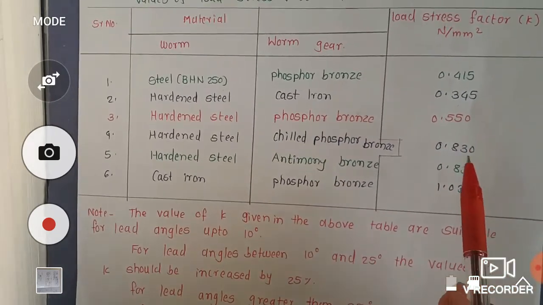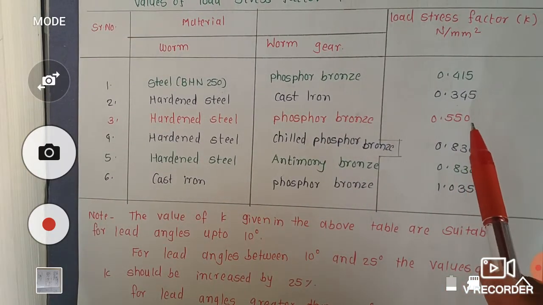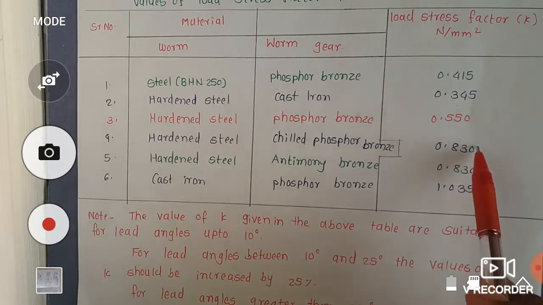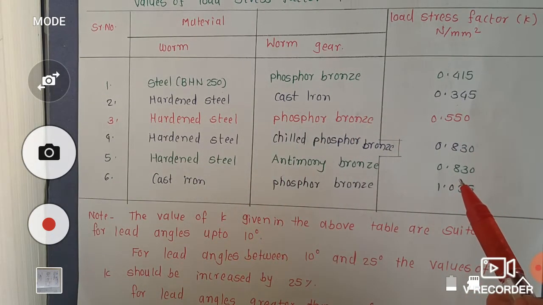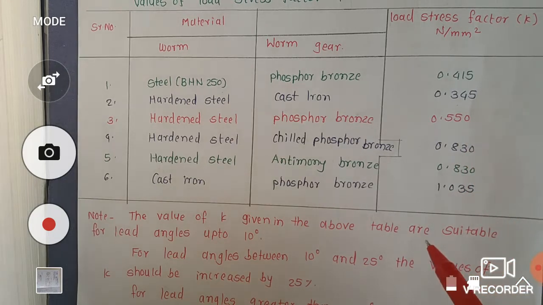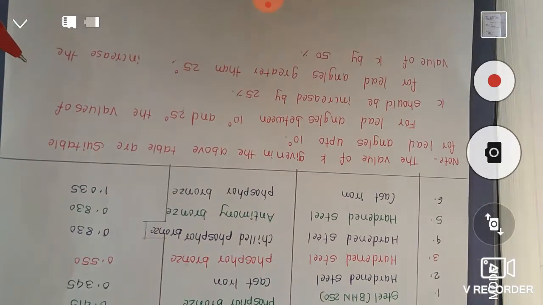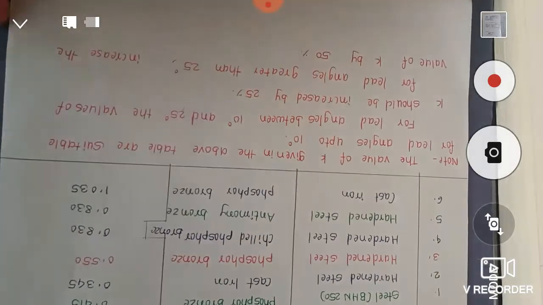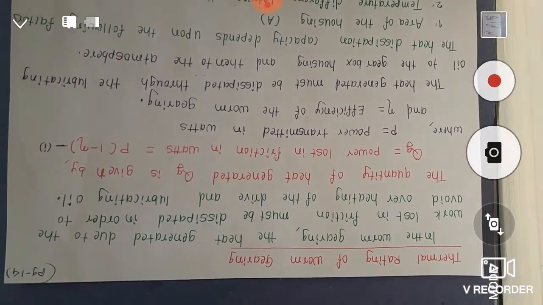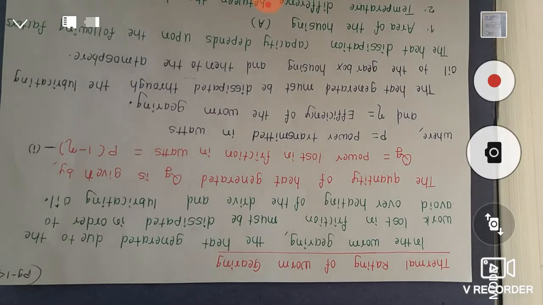These K values are related to lead angles up to 10 degrees. If the lead angle increases, or if the lead angle is between 10 degrees and 25 degrees, these values of K should be increased by up to 25%. For lead angles greater than 25 degrees, increase the value of K by 50%. So according to the lead angle, we change the load stress factor. So this is about the wear load.